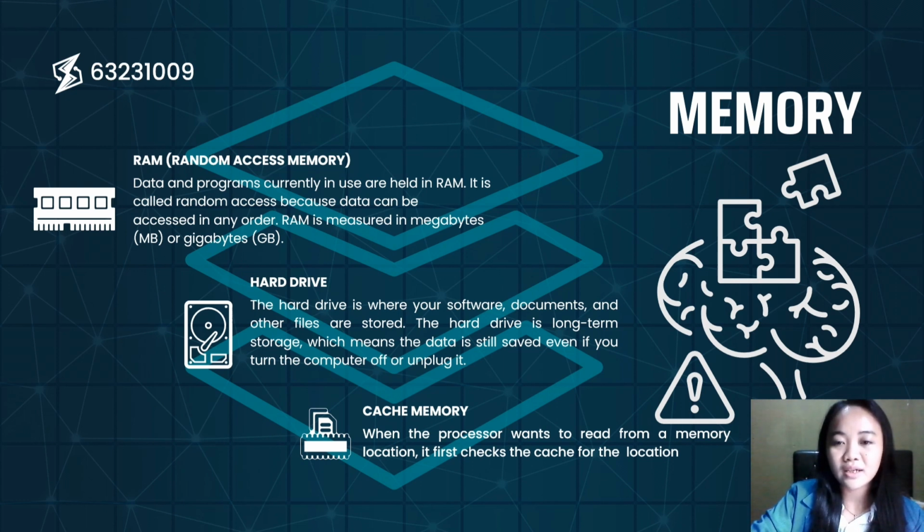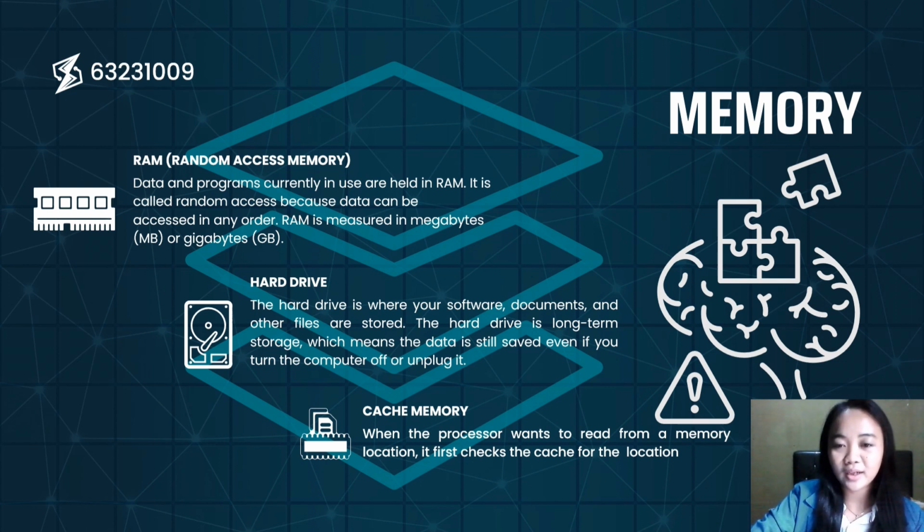Hard drives are long-term storage for software, documents and other files. Data remain stored even when the computer is turned off. When running a program or opening a file, the computer copies some data from the hard drive to RAM. When saving again, the data will be copied back to the hard drive.